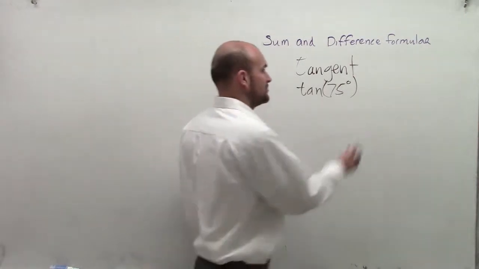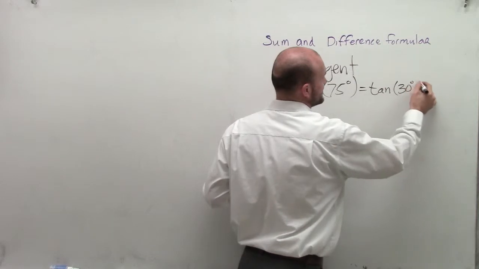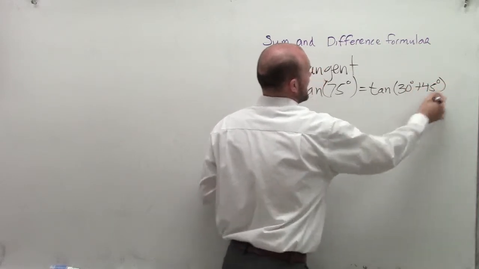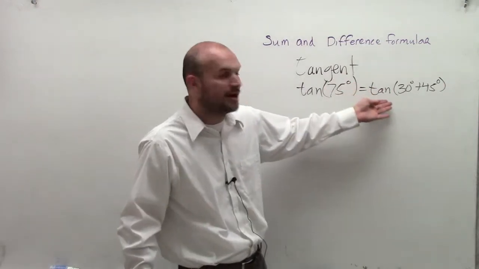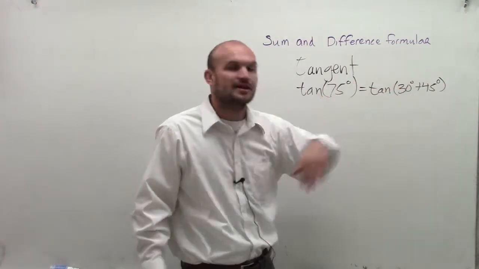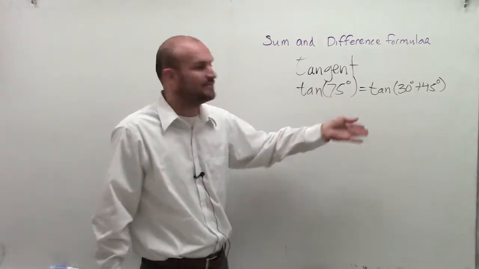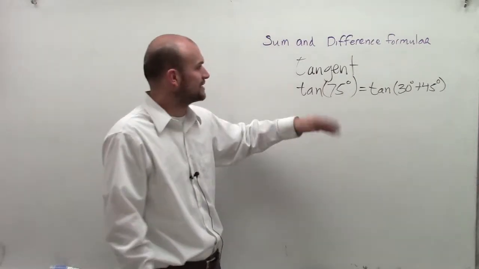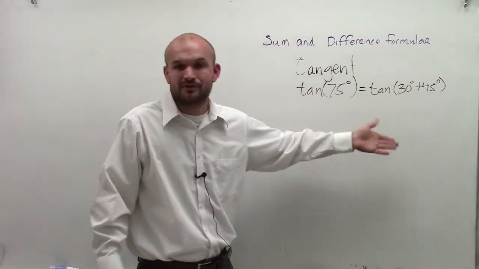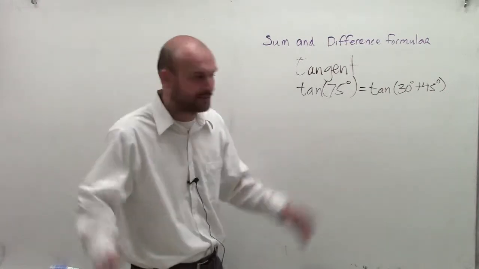sum and difference formulas. Well, for this one, I can break this up into a sum of 30 degrees plus 45 degrees. And there's a formula for us to evaluate for the sum of two angles and the tangent. There's also a formula for the difference. Now, the difference could be two other angles that are going to subtract to get not 75 degrees, but maybe another angle that we determine.